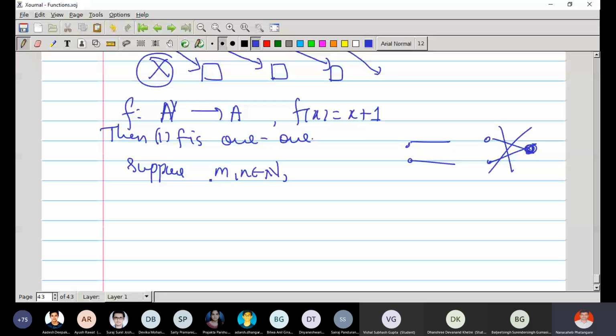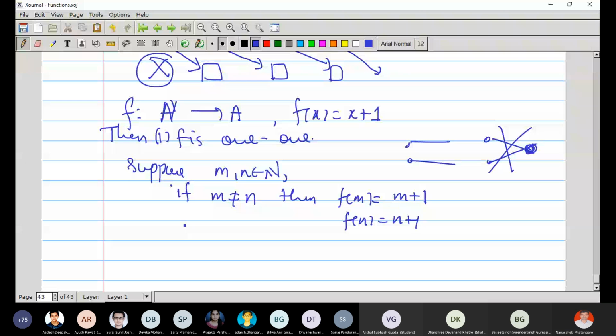Suppose m and n are natural numbers. If m and n are distinct, then what can you say about f of m? By definition, it is m plus 1. And f of n is n plus 1. Therefore, can I say that their images are also distinct? Yes. If m is not equal to n, then m plus 1 is not equal to n plus 1. So clearly images are distinct.